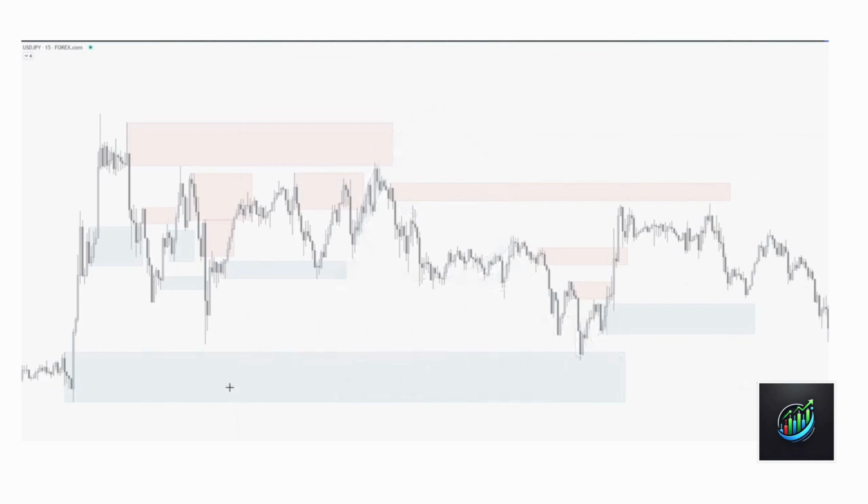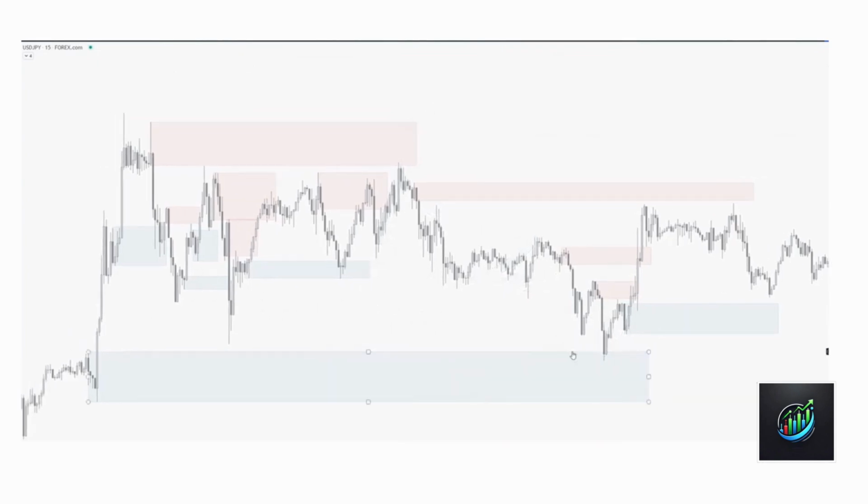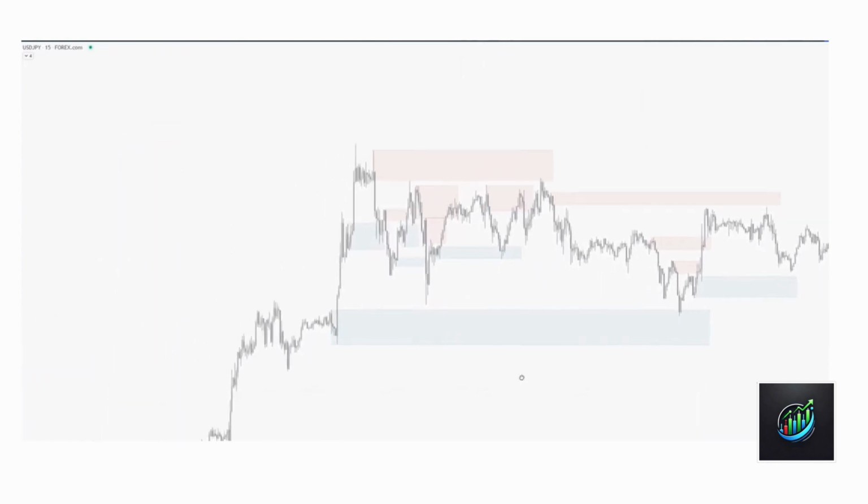Instead of just focusing on mapping zones, let's break down which model these supply and demand zones that we've mapped out fall under, whether it be continuation or reversal and so on and so forth. So what we'll do is start on the left side and work our way to the right, based on the zones that we mapped in the prior video.